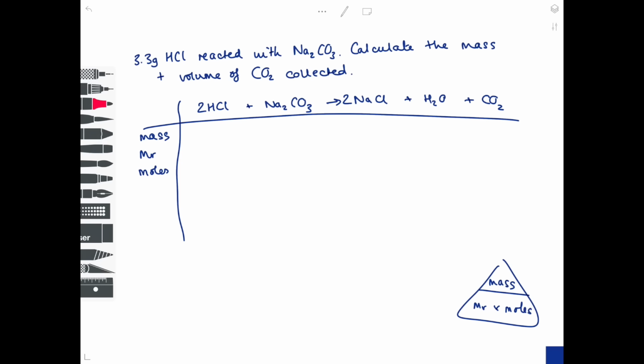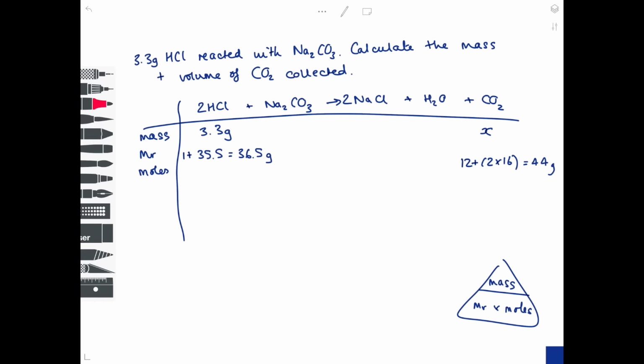And this is how I always set myself up to make sure I'm going to get the question right. So what have we been given in the question? Well, we know 3.3 grams of hydrochloric acid reacted, and we know we need the volume and mass of carbon dioxide, which is why my X goes here. Now the MR, use the periodic table. Now make sure you're just adding up the hydrogen and the chlorine. You're not including the 2 in this. So it's just 1 plus 35.5 equals 36.5 grams. The MR of carbon dioxide is going to be 12 plus 2 lots of 16, which is 44.